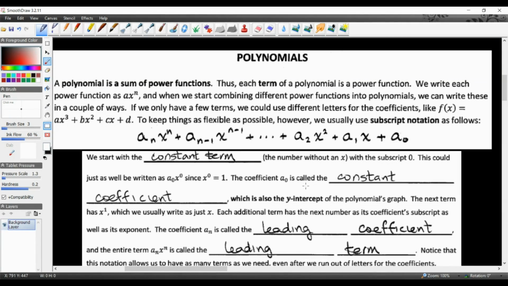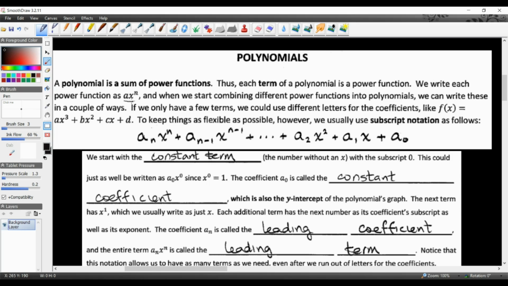In this video, we're going to cover polynomials and how they relate to power functions, which you just learned about. A polynomial, first of all, is a sum of these power functions, meaning you have a different term between each plus, and each of those terms is actually a power function. We can write this using this notation that we have here, this ax to the nth power.